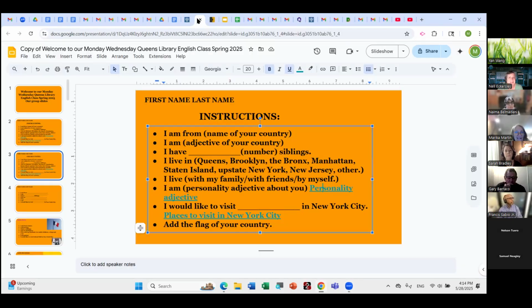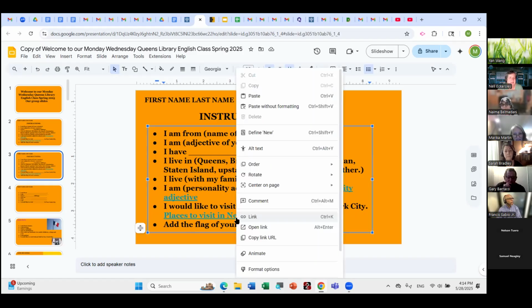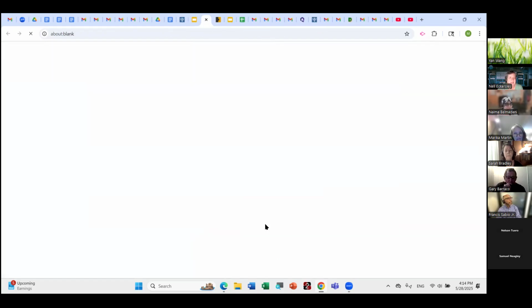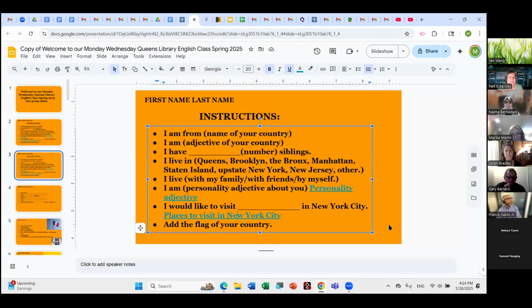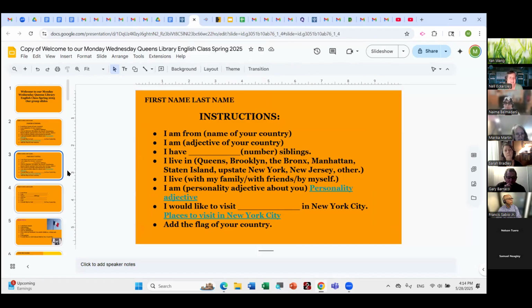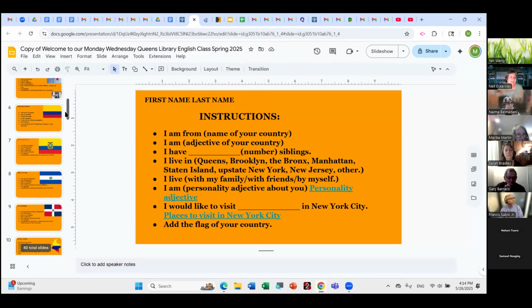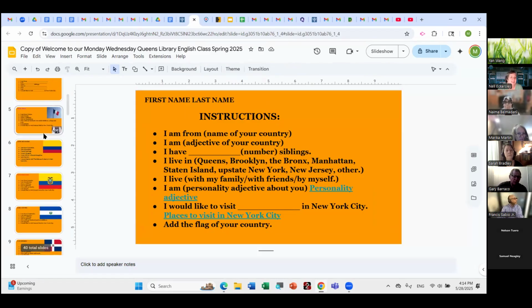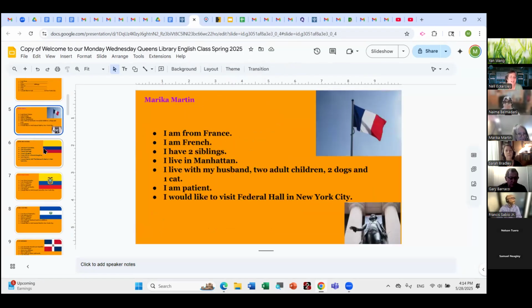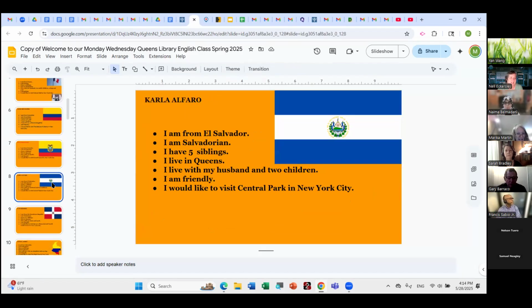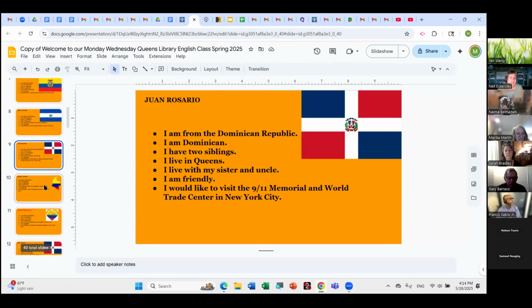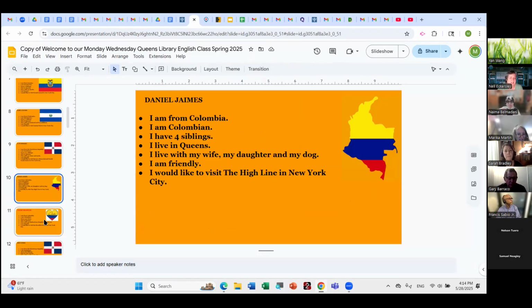And then they had to write a place they would like to visit in New York City. So place to visit in New York City, another link. And then they also had to add a flag of their country. So that was for my beginners. I had one as an example of mine. Then they all added their slides and read their slides. So that was a beginner thing.